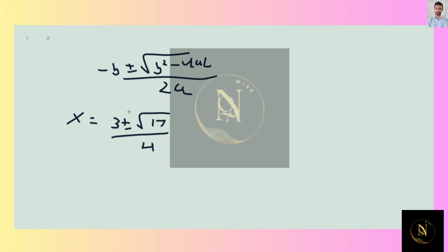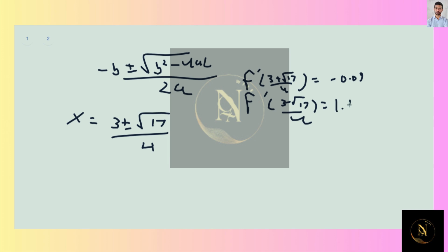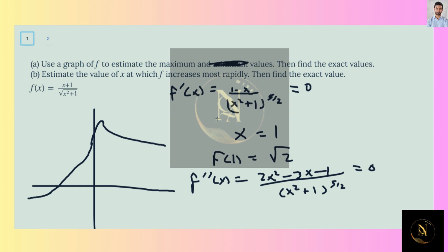And so what we're going to do now is plug both values into f prime to figure out which slope is steepest. Usually this will be done on a calculator because this is a much more complicated input. So this comes out, you get a value of negative 0.09. And then if you plug in 3 minus root 17 over 4, you get 1.14. And 1.14 is obviously bigger than negative 0.09. So that means this is the steepest point in our function. And that is it.